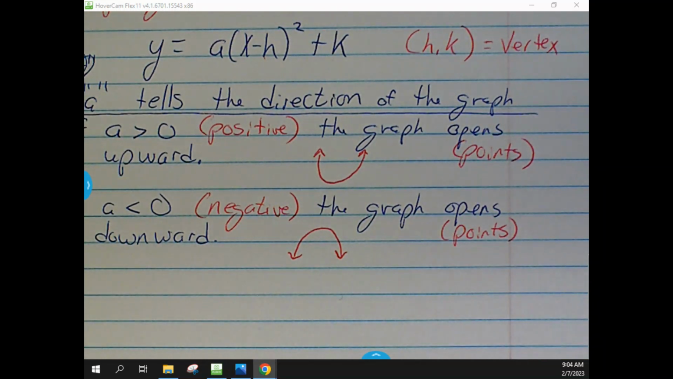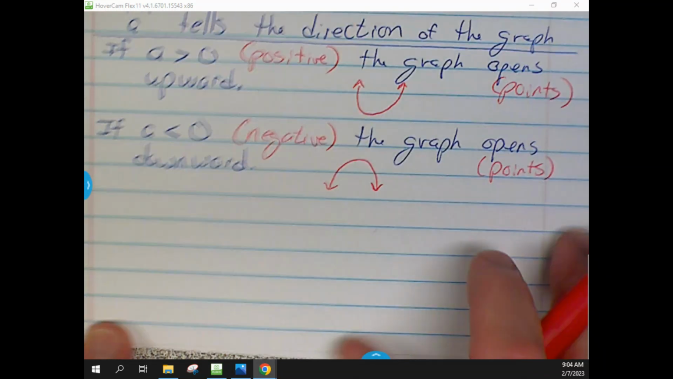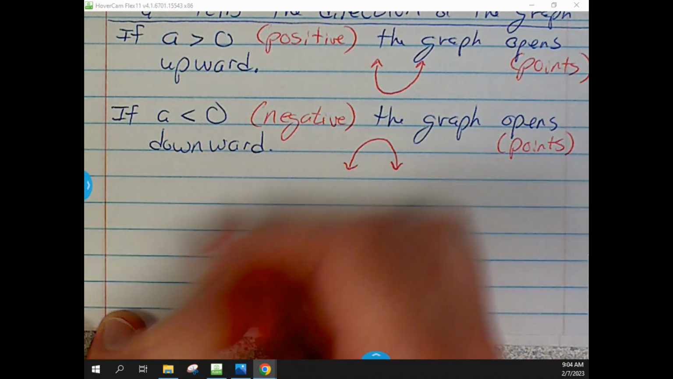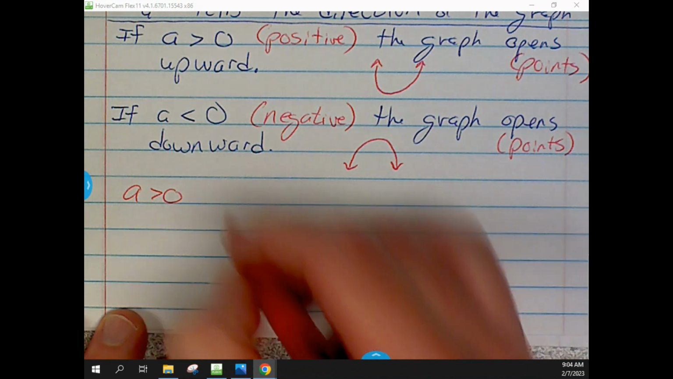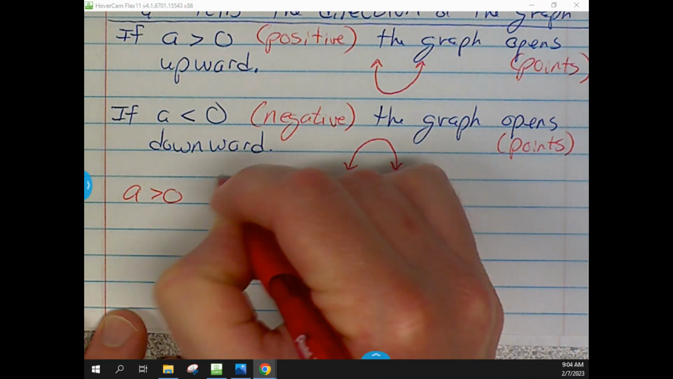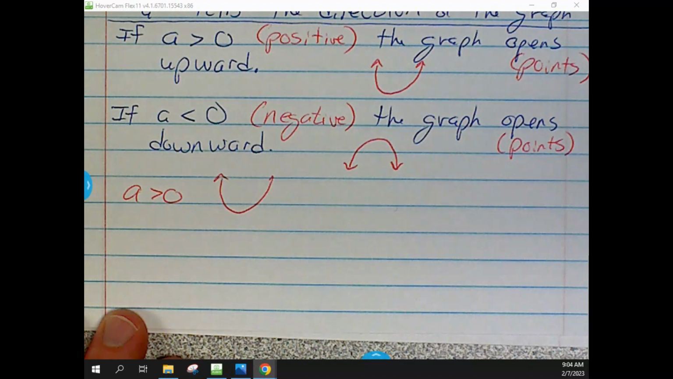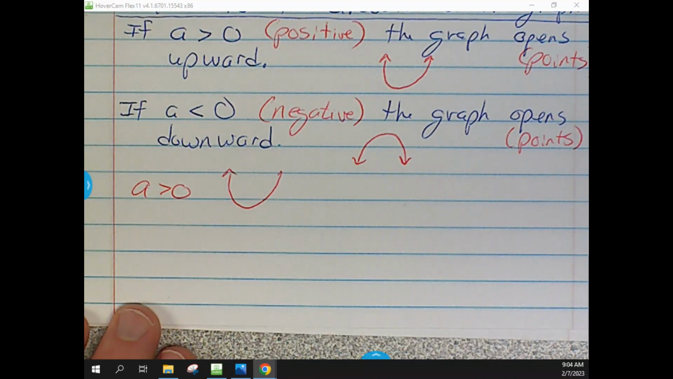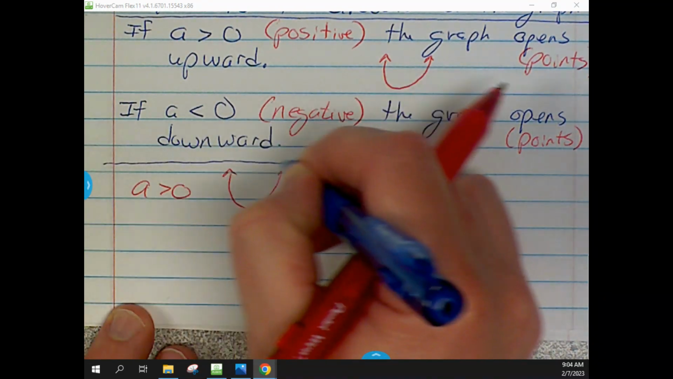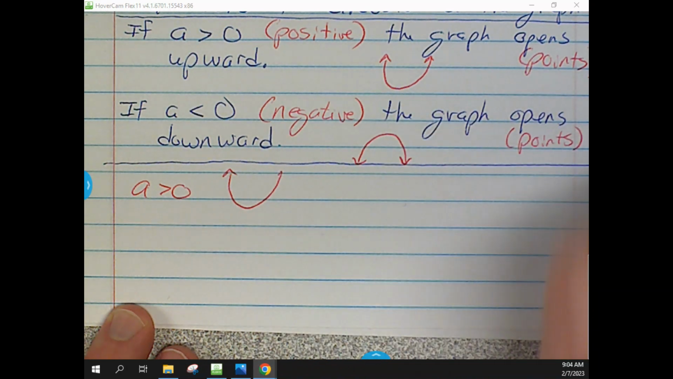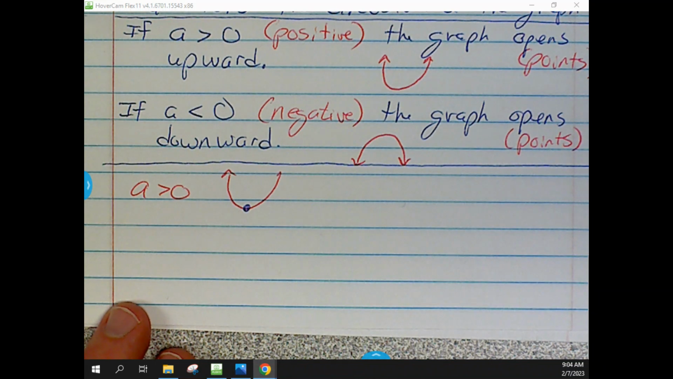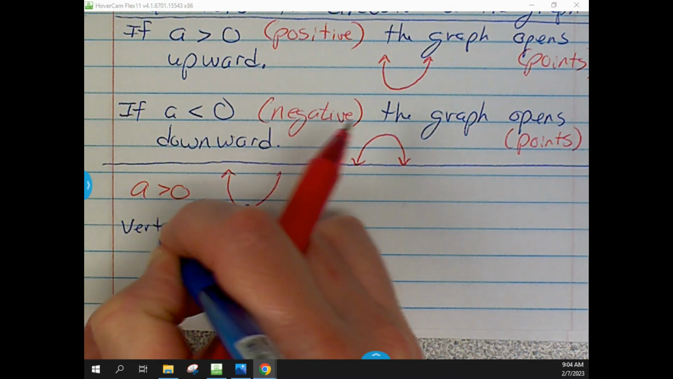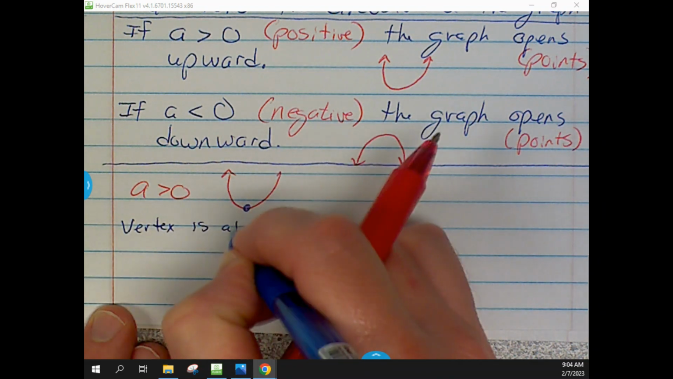Okay, now a couple of things you can get for this one. When we're graphing these, if the a value is greater than 0, if the a value is positive, we know the graph looks something like this. And if your graph looks something like this, where's your vertex in that case? Top or bottom of the graph? Vertex is at the bottom, right? So the vertex is at the bottom.